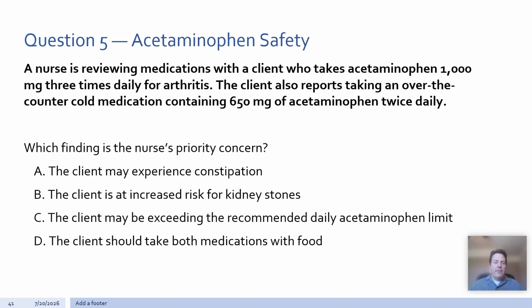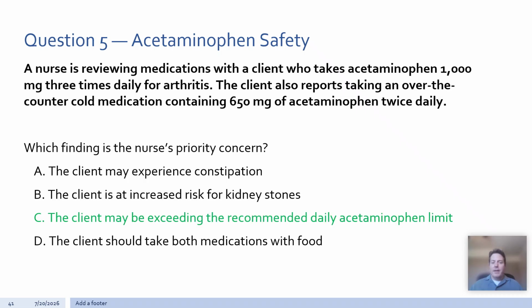The nurse's last question here, and we'll be done. A nurse is reviewing medications for a client who takes acetaminophen, 1,000 milligrams 3 times a day for arthritis. The client also reports taking over-the-counter cold medication containing 650 milligrams of acetaminophen twice daily. Which finding is the nurse's priority concern? A, the client may experience constipation. B, the client is at risk for kidney stones. C, the client may be exceeding recommended daily allowance of acetaminophen. Or D, the client should take both medications with food. Go ahead and pause.